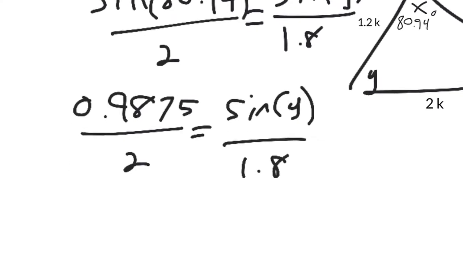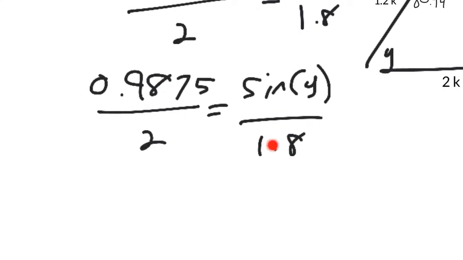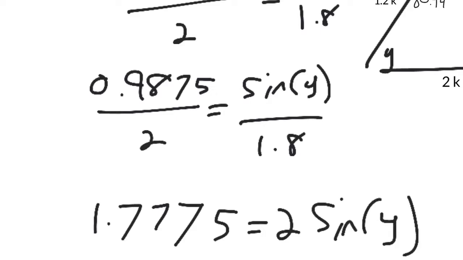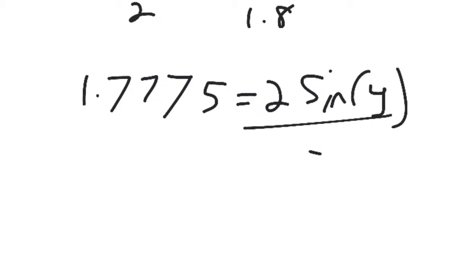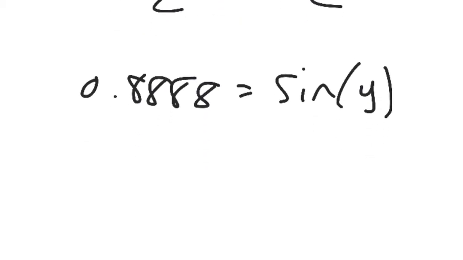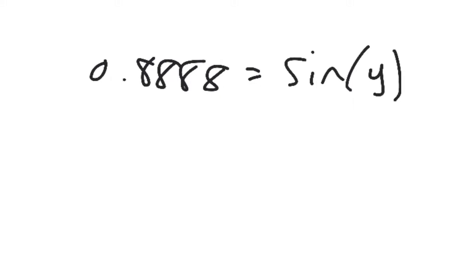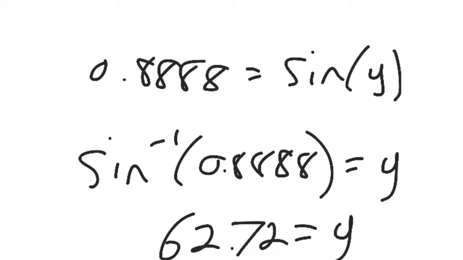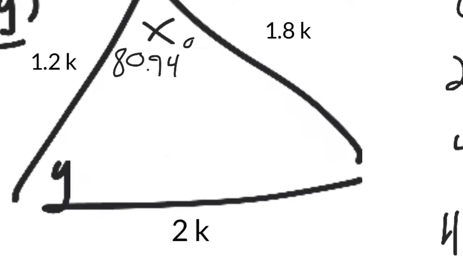And then to get y by itself, you can cross multiply these two and cross multiply these two. So this times this. And then 2 times sine of y, you just have to write 2, and then sine y to show that they're being multiplied. So the goal is to get y by itself, so divide by 2 on both sides, because that 2 is being multiplied. And then y is inside the trig function, so use sine to the negative first to get it out. So we get 62.72 degrees for this angle here.